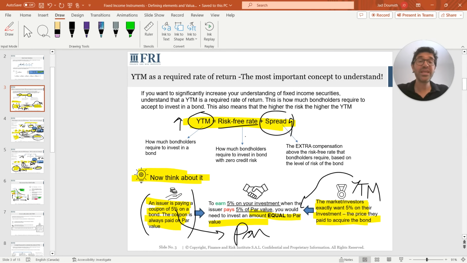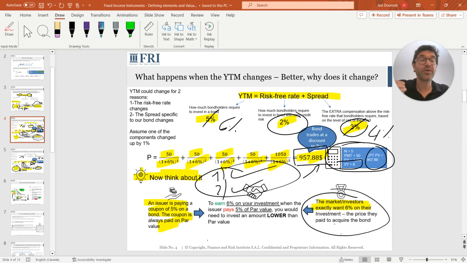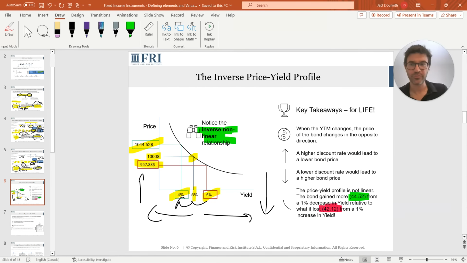Now, if the yield goes up to 6 and somebody else buys the bond at this point in time, the yield that they have locked in is 6, while the yield that I have locked in is still 5. So every investor will lock in a yield that corresponds to the yield that existed when the investor purchased that bond.